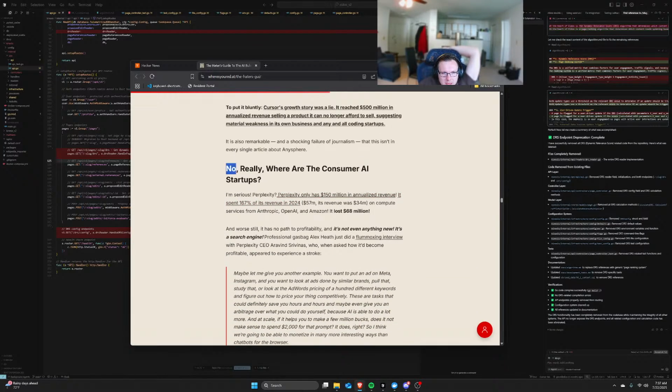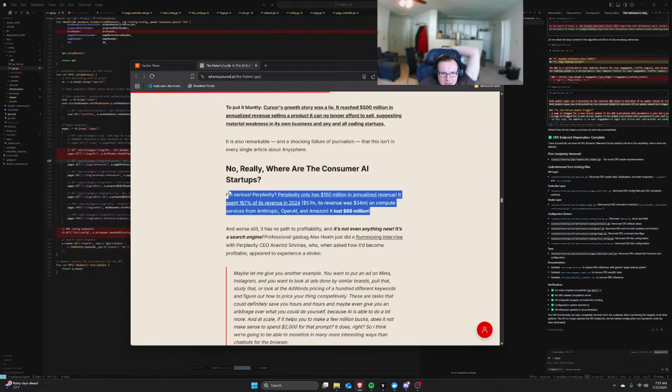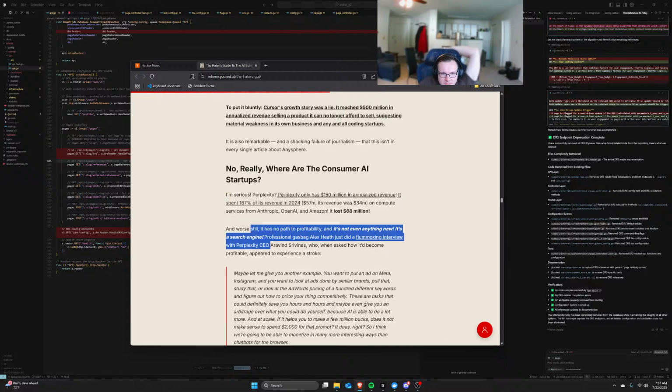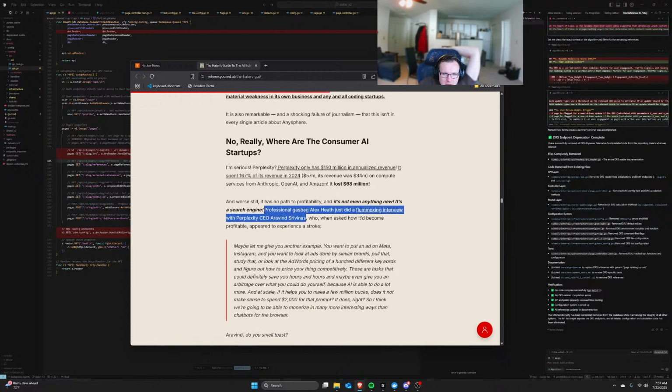Where the consumer AI startups, Perplexity, they're upset because it lost money. It has no profitable path to profitability. It's just a search engine. Become profitable and appeared to experience stroke.